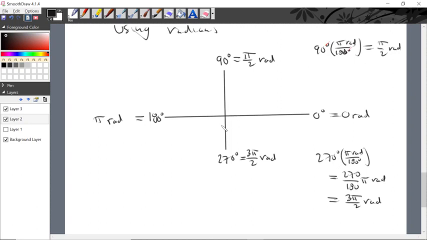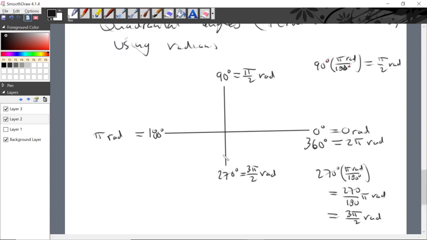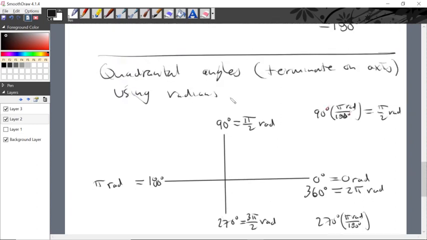And then if we were to go through a full rotation in the counterclockwise direction, we would get back to the positive x-axis again after 360 degrees. That's 2 times 180, so that's 2 pi radians. Okay, and then it would continue beyond that if we would go outside of the range from 0 to 360. Okay, so quadrantal angles using radians.